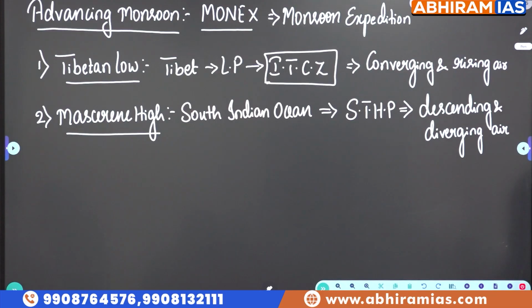These two are the primary factors responsible for Indian monsoon. Why primary? Because wind is always blowing from high pressure to low pressure. So Mascarene is high pressure, Tibet is low pressure. So wind will blow from Mascarene high pressure to Tibetan low pressure. That is the fundamental point. Now after this, shall I move?